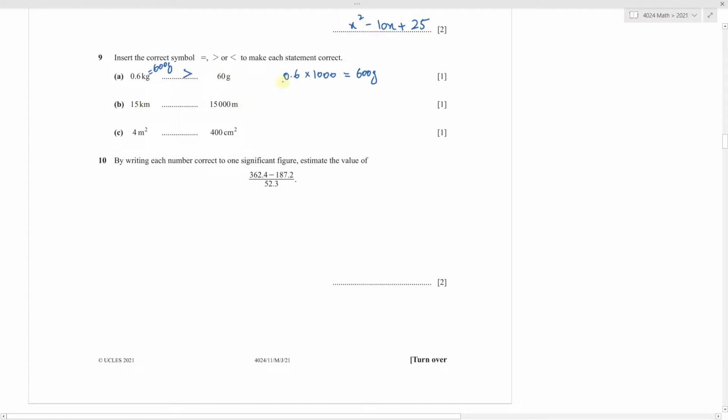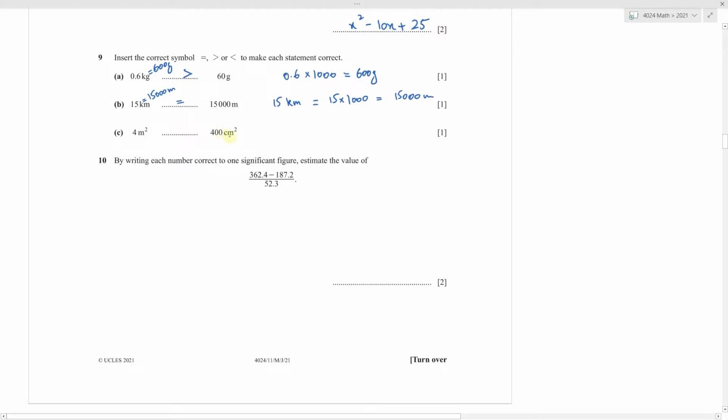15 kilometers and 15,000 meters. So I convert 15 kilometers into meters. This will be 15 into 1000, because 1 kilometer is 1000 meters. So this will be 15,000 meters. So 15 kilometers is 15,000 meters, and then this is also 15,000. So these two are equal.